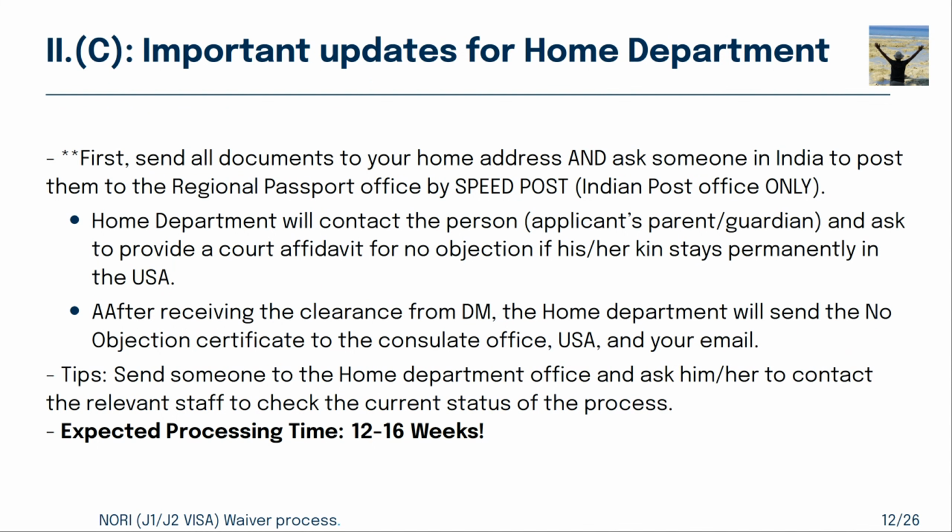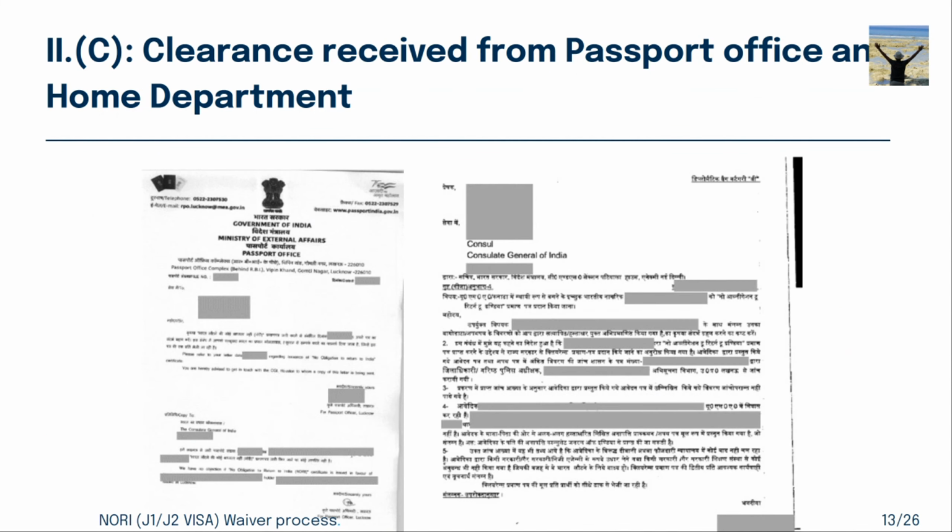Okay, so it takes about 12 to 16 weeks. Here I'm just showing you the template of what I received from the passport office as well as the home department, and it took like 4 to 5 months, right? So here on the left side, it was the passport office, and this document was sent to the Indian consulate in the USA as well as to my email. And the document which I'm showing on the right side, I received by post at my USA address as well as, I think, by email also, yeah.